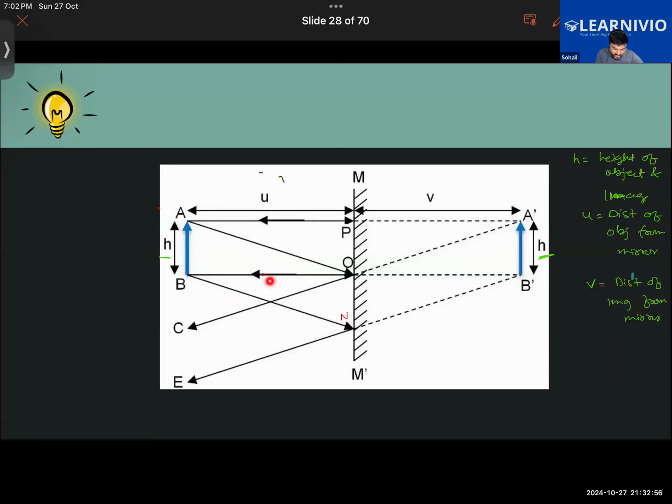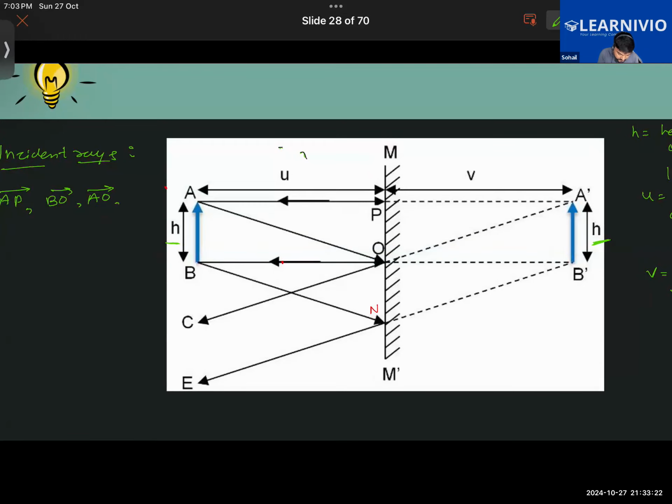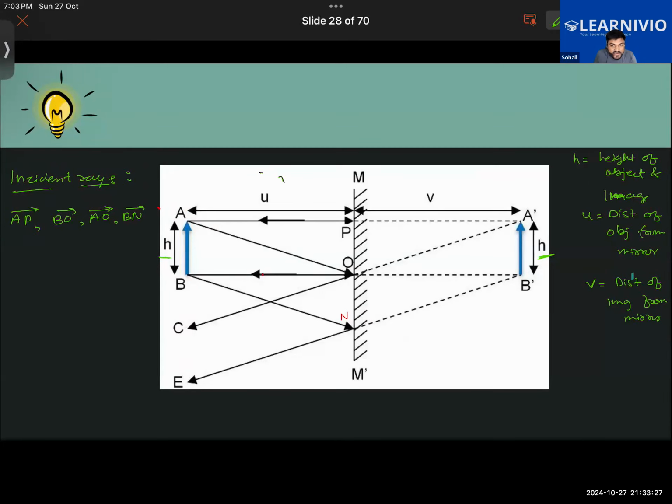Let me write a few important things here so you guys would be able to keep track of it. What are the incident rays falling on the mirror? AP, and BO, yes, and AO, well done, and BN. Well done. So all these are incident rays.